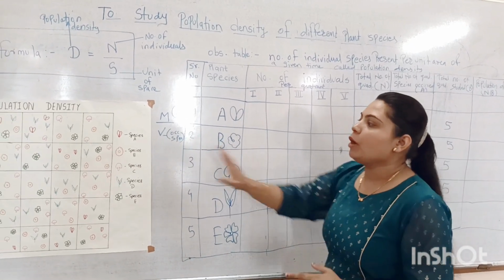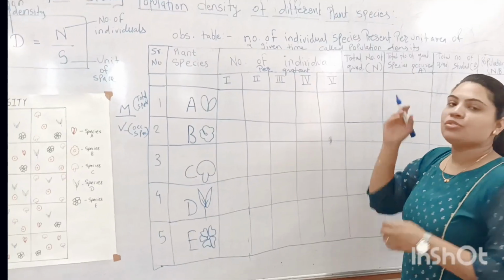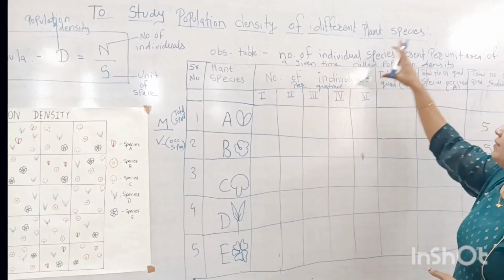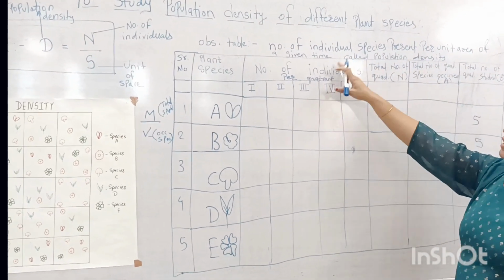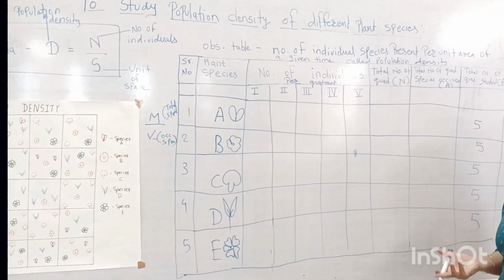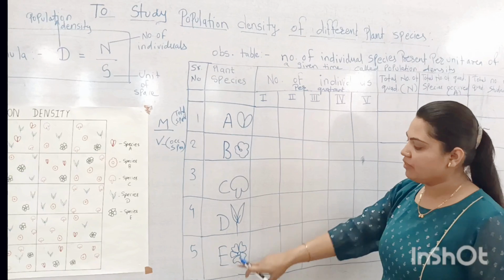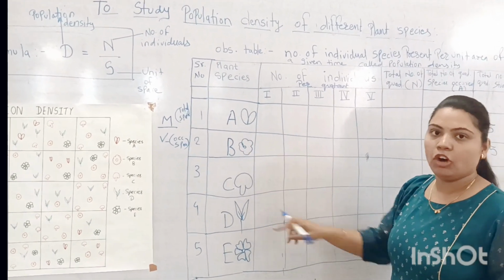Now population density is carried out by some chart. So what is population density? Number of individual species present per unit area at a given time is called population density. So how can we calculate it? We have some plant species, 5 plant species, having different size, shape or color.